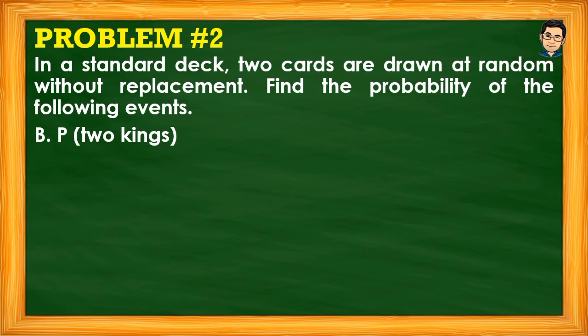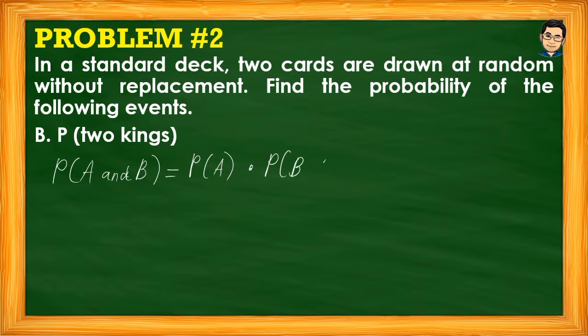Next, probability of getting 2 kings. So, 2 kings yan. So, probability of A and B. So, ayan. Pakita na natin para mas understood siya. So, probability of A times probability of B following A. Ayan. So, pareho naman silang kings. So, ibig sabihin, both numerators and denominators ay mababawasan ngayon.